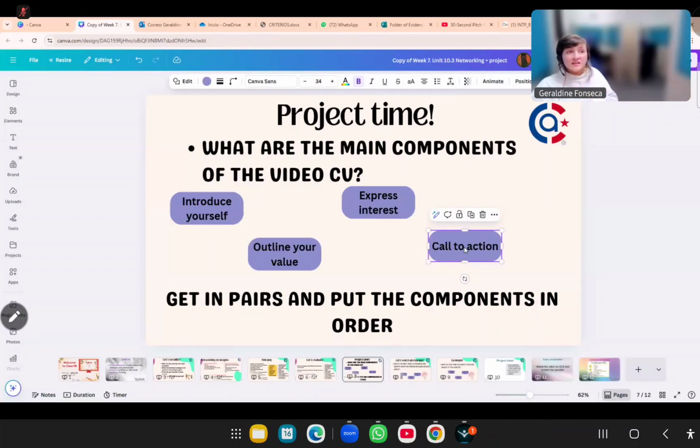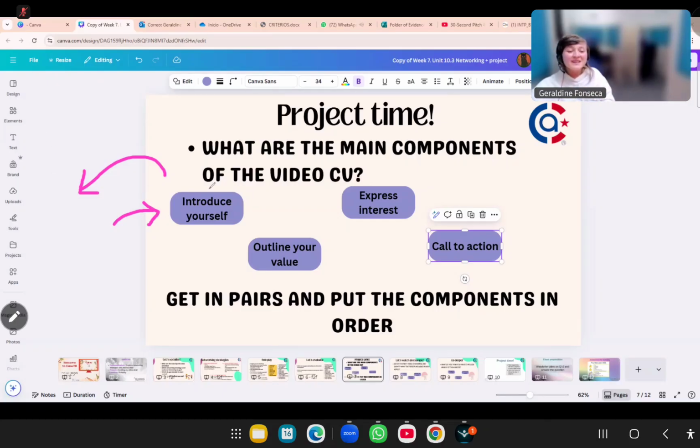So the idea is that you start organizing that. However, guys, as I told you before, the intention of this is that you really use the information that you have been building in the video CV. Yes. So in the previous CV that you created.